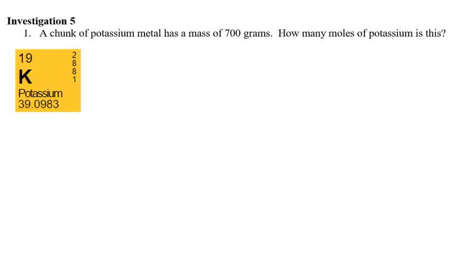Question 1, investigation 5. A chunk of potassium has a mass of 700 grams. How many moles of potassium is it? Here's our mass for 1 mole of potassium, right? 39 grams per mole. I'm going to set this up with dimensional analysis. Just have 700 grams of potassium.